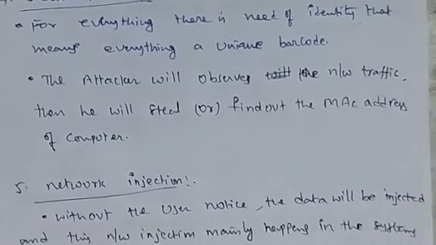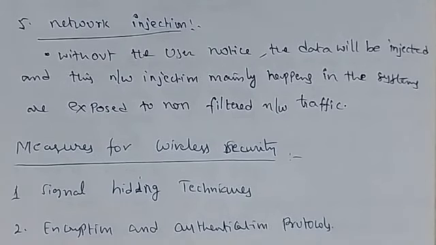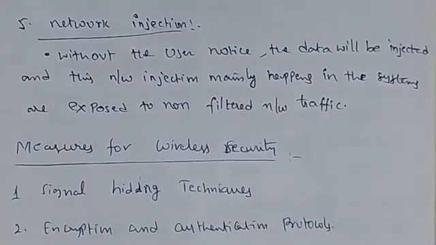The next one is network injection. What does injection mean? Injection means inserting inside the body. Same like that, network injection means that without user notice, data will be injected. Network injection mainly happens when systems are exposed to unfiltered network traffic, without user permission. These are the five wireless network threats.